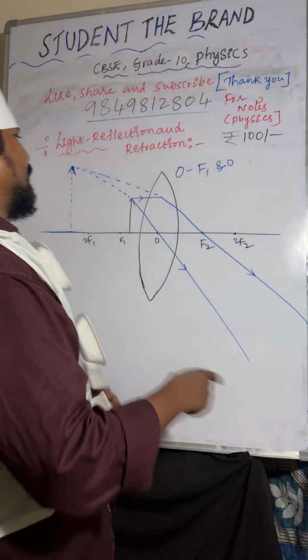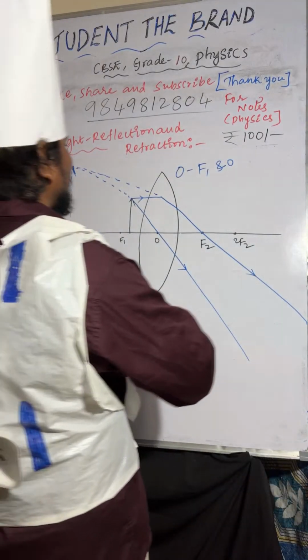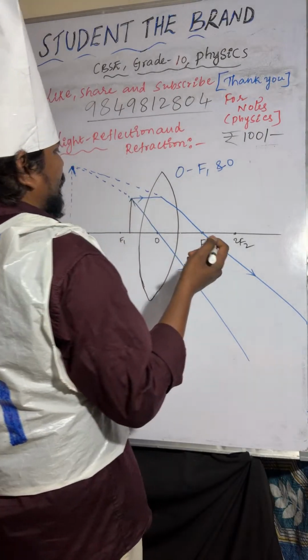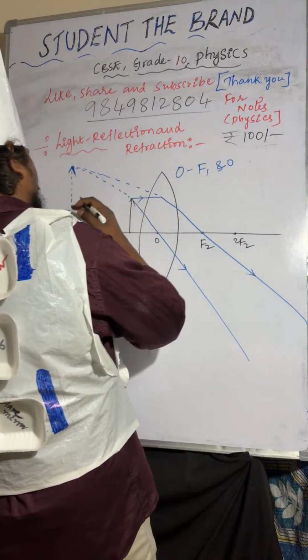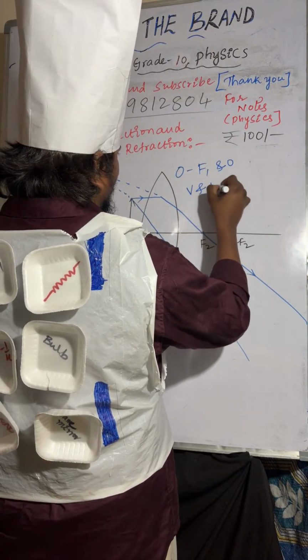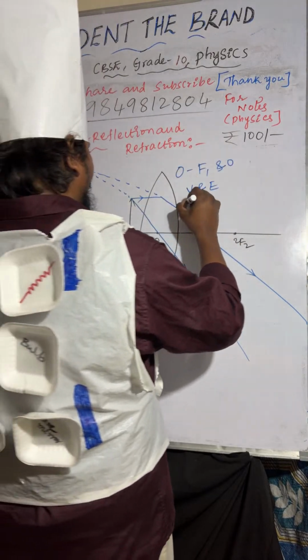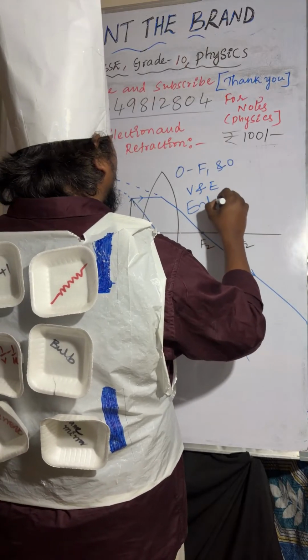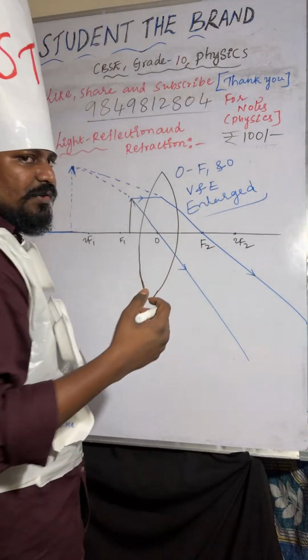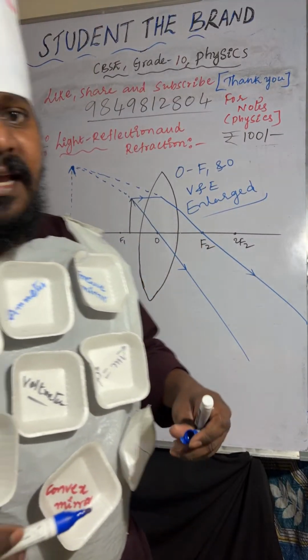So the object is placed between F1 and O, and the image is formed on the same side of the object. What is the nature of the image? Virtual, erect, and enlarged. Compared to the object, the image size is increased.